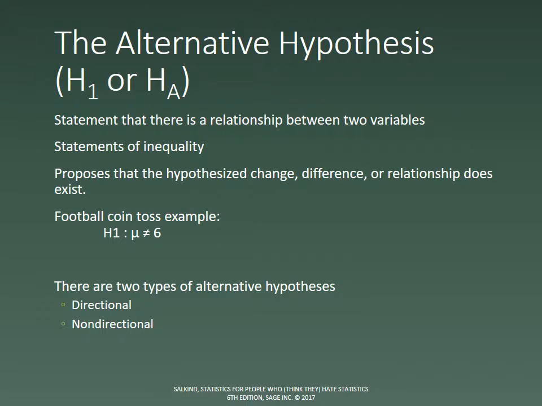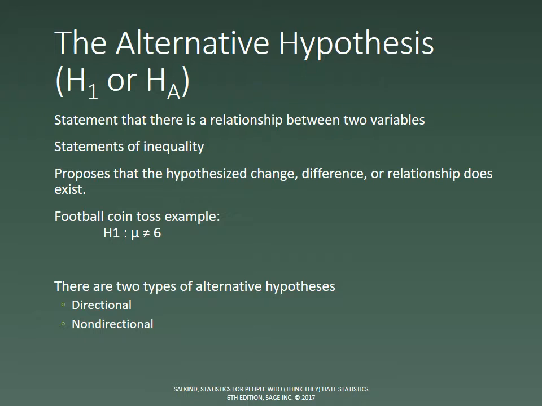The alternative hypothesis is denoted as a capital H sub 1 or H sub A. This is a statement that there is a relationship between two variables. They're usually statements of inequality, and it proposes that the hypothesized change, difference, or relationship does exist. In the coin toss example, we would say the mean is not equal to 6.